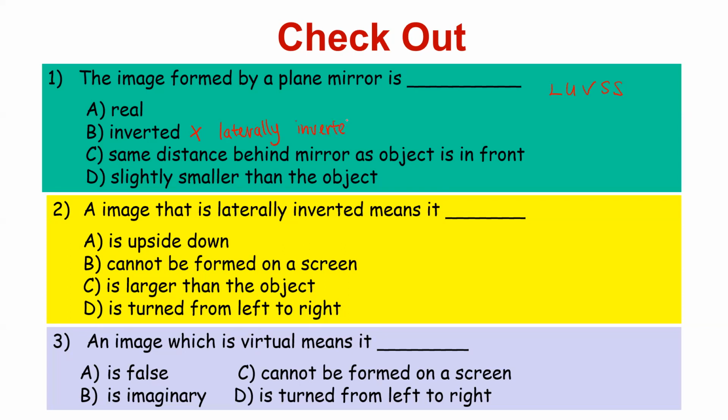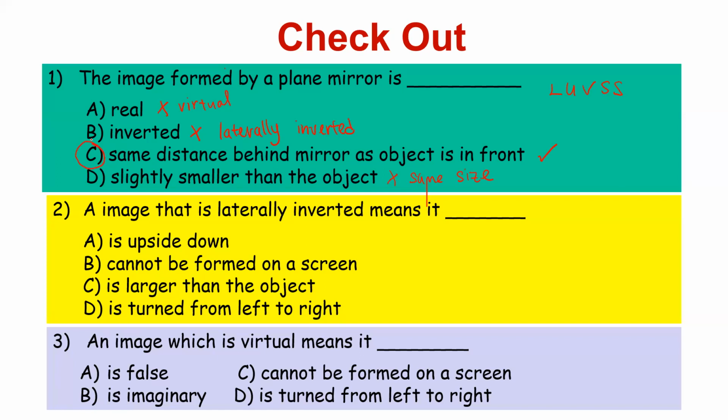So the word laterally is not there. Okay, it is upright. Okay, there's no upright here. It is virtual. Okay, it is not real. It is virtual. Okay, and then it's the same distance. And it's slightly smaller. Is it slightly smaller? No, it should be the same size. Okay, so the correct answer should be C.